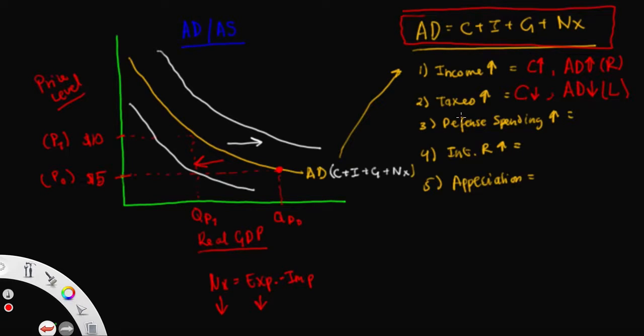Now, for number 3, defense spending. Let's say that the government wants to spend more money on defense. If they want to spend more money on defense, we know that it'll be affecting the government spending part of our aggregate demand. So our government spending will be increasing because the government wants to spend more on defense. And if our government spending increases, our aggregate demand will increase, and that will shift our aggregate demand curve to the right.